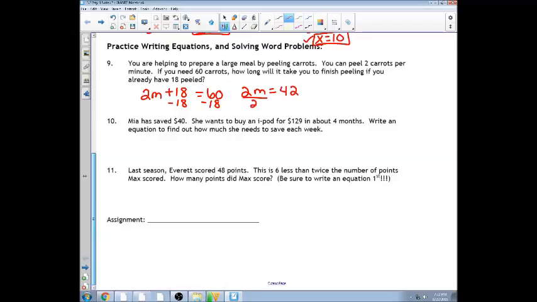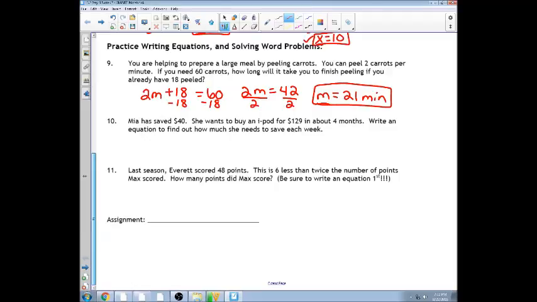Now I divide by 2, and m would equal 21 minutes to peel the additional 42 carats I need to finish off my work of 60 total carats. Okay. Problem 10.